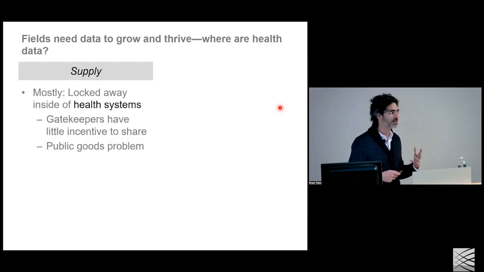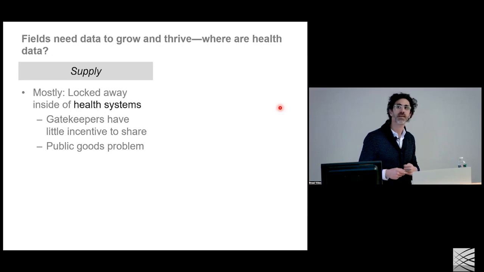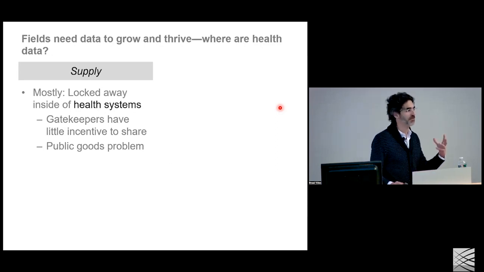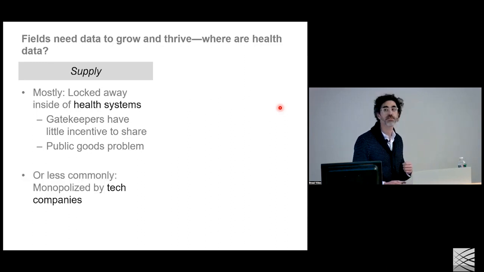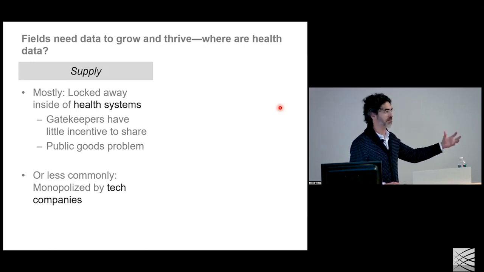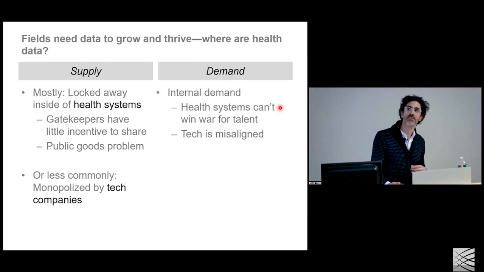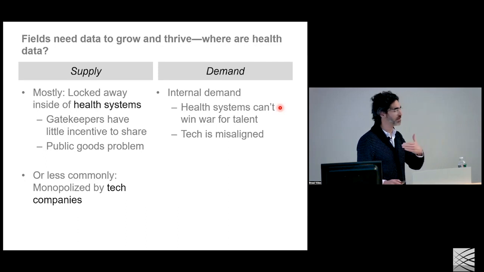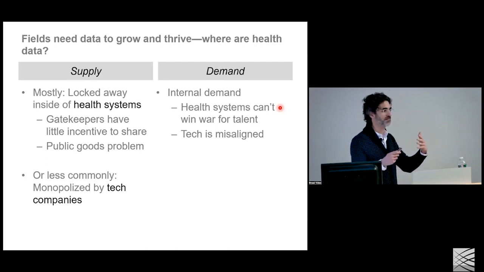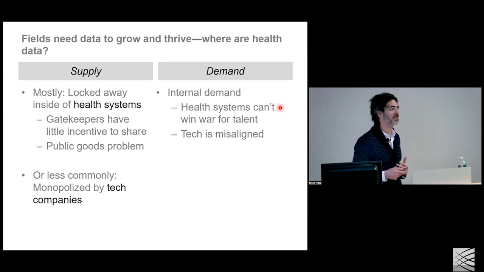Well, it's locked up inside of health systems, and the gatekeepers of that data have very little incentive to share the data. And so it's a classic kind of public goods problem. There's another model, which is that some tech companies just buy access to data, but they also don't really want to share. They want to monopolize it. That's the business model. And on the demand side, health systems can't really compete. They're not going to beat MIT or Google in this competition for talent.